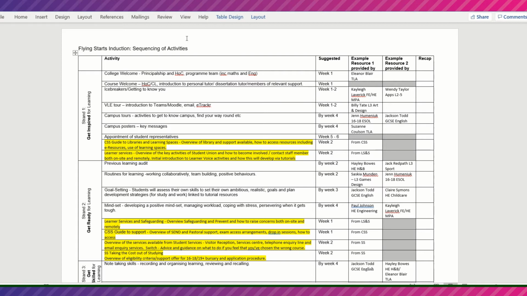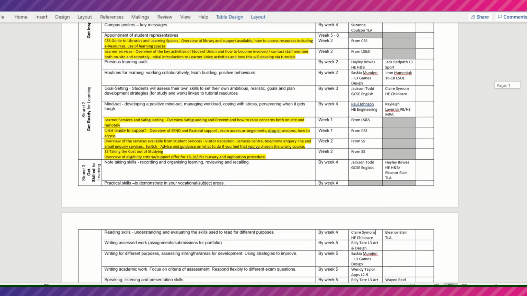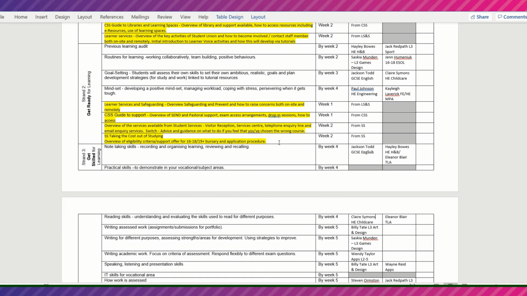So the strands that these activities cover are in 4 areas. So the first section is around being inspired, so students feeling inspired to be at Newcastle College, safe and supported. Then we have getting ready for learning, some of which works in coalition with the tutorial programme.